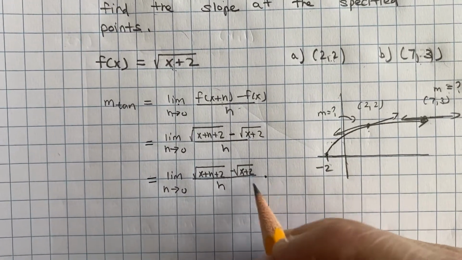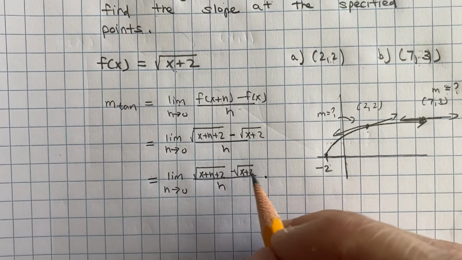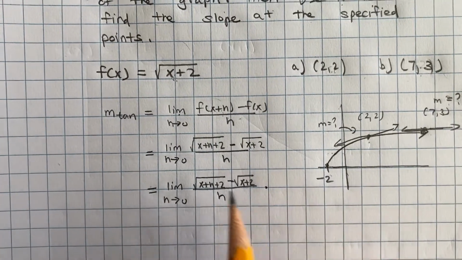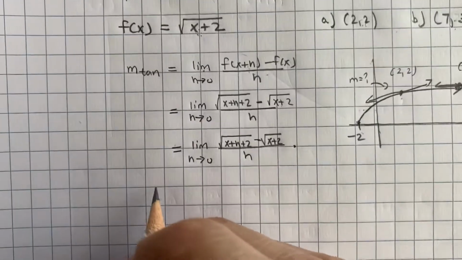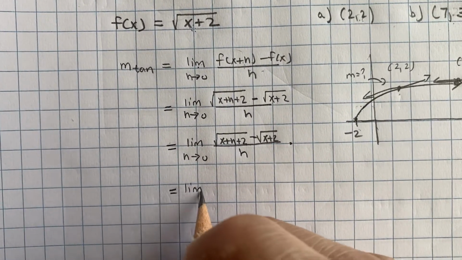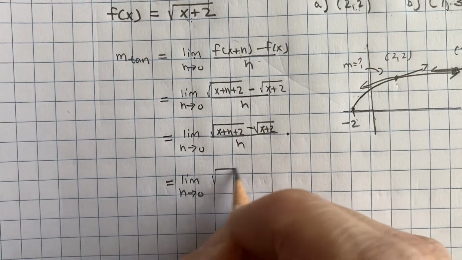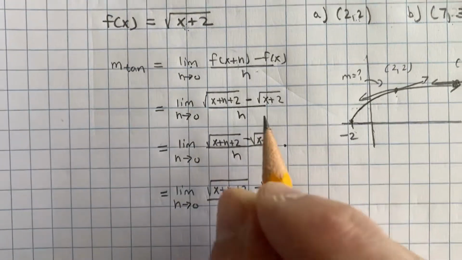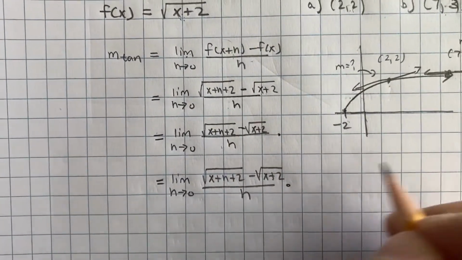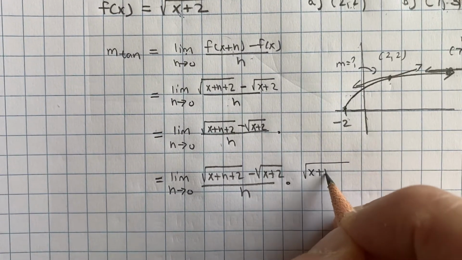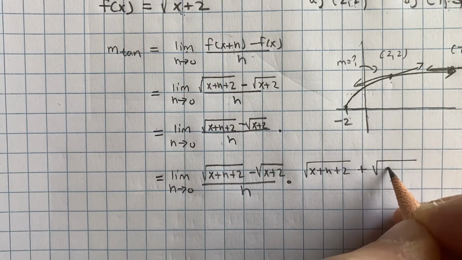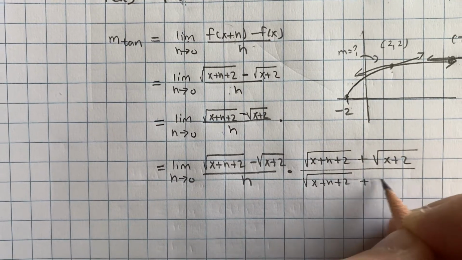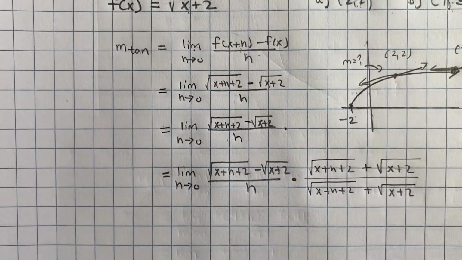So if you remember, to simplify a radical, you can multiply by the conjugate of the numerator. I'm going to run out of space here, so I'm just going to shift over. The limit as h goes to 0 of the square root of x plus h plus 2 minus the square root of x plus 2. So basically just copy this line twice. Multiplied by the square root of x plus h plus 2 plus the square root of x plus 2, top and bottom, because you need to multiply by 1, it does not change the value. This expression right here is just 1.